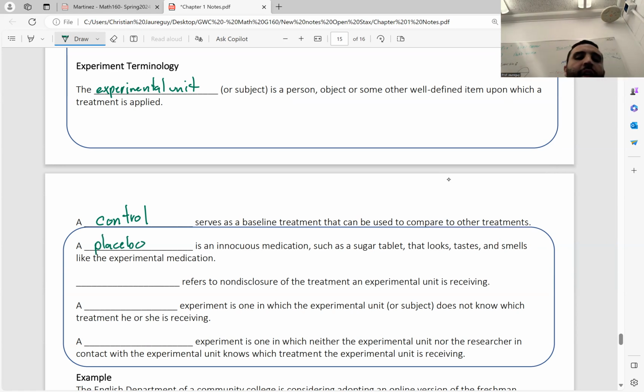A placebo is an innocuous medication that is a sugar tablet that looks, tastes, and smells like any sort of experimental medication. Right? So the idea is if I were testing some sort of medicine, let's say cholesterol medicine, I'd give one group the cholesterol medicine and the other group a sugar pill. And this is important because your brain is weird. Your brain is stupid, but powerful. You will get better just because you think you're supposed to get better.